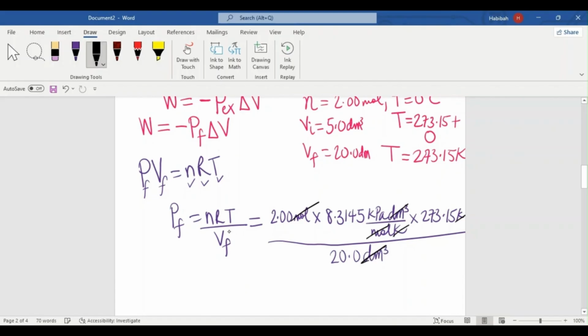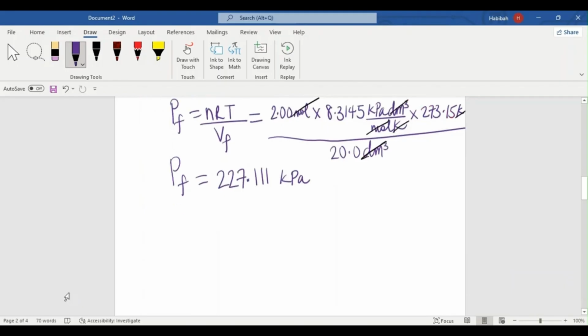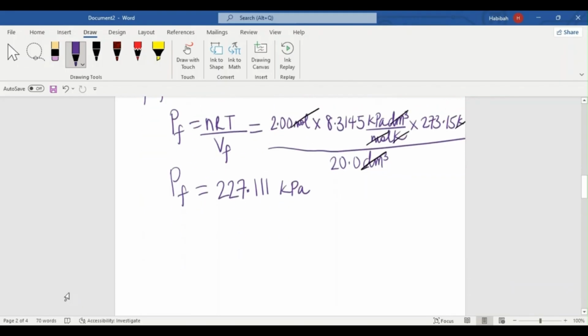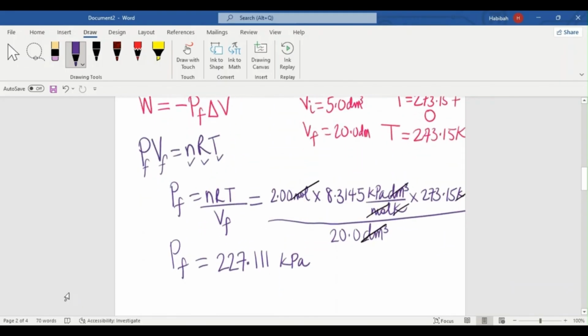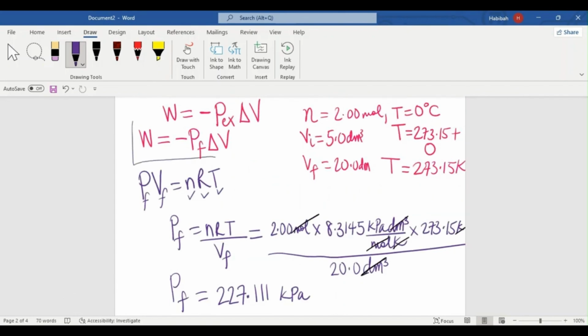So the P final ends up being, just putting all of this information in our calculator, 227.111 kilopascal. So basically 227.111 times 10 to the power 3 pascals, but let's just keep it in kilopascal. So basically we found the final pressure. So we have the pressure that we're going to use.